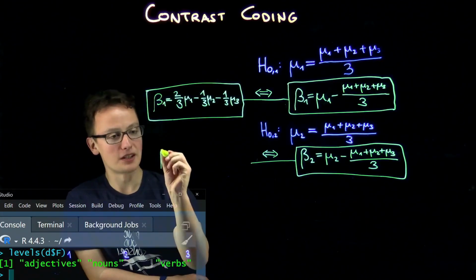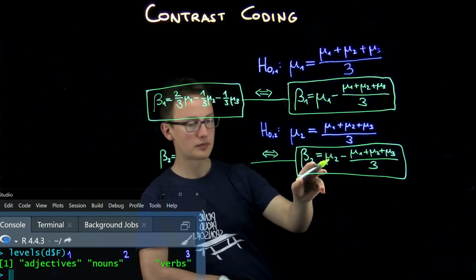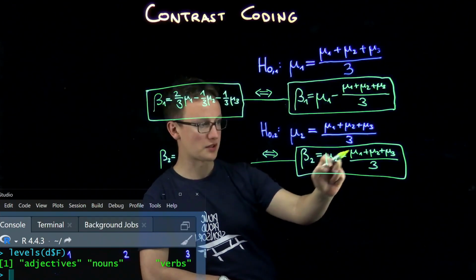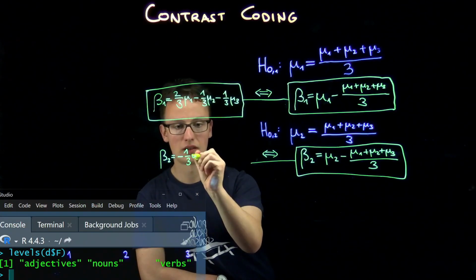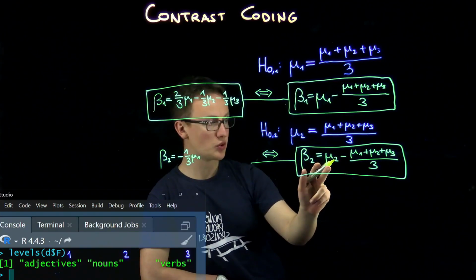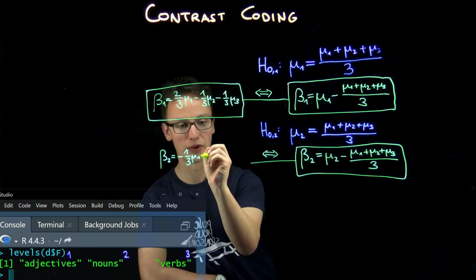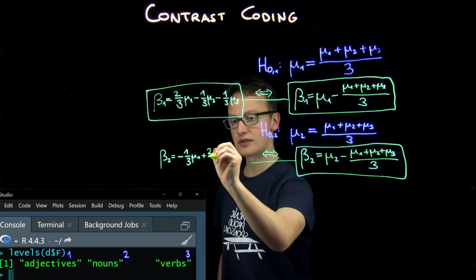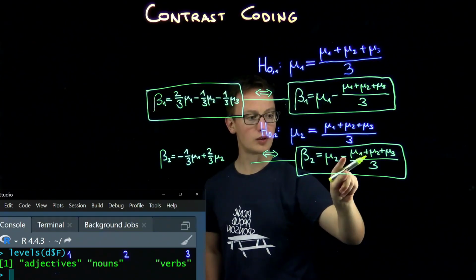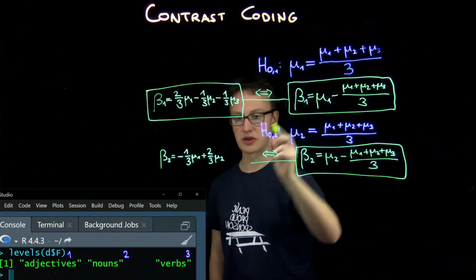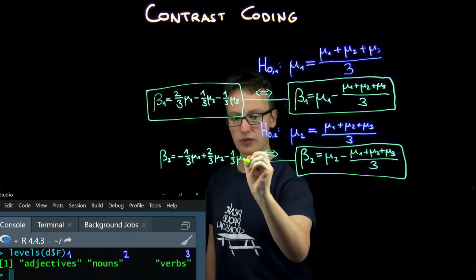So I could say beta 2 is equal to, in this case, we'll start with mu1, so just minus a third of mu1, and then plus mu2 minus a third of mu2, so in short plus 2/3 of mu2, and finally minus 1/3 of mu3, right, as we also had above, so minus 1/3 of mu3.